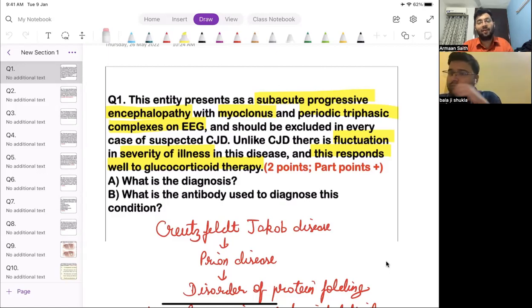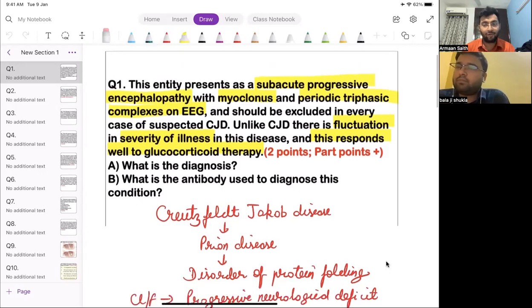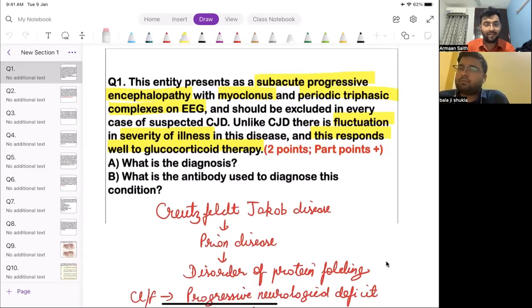So our quiz had 21 questions, and among that, this was our first question. In this question, we talk about an entity that presents as subacute progressive encephalopathy with myoclonus and periodic triphasic complexes on EEG. What does this bring to our mind? Yes, CJD, Creutzfeldt-Jakob disease. But unlike CJD, there is fluctuation in the severity of illness in this disease, and this responds well to glucocorticoid therapy.